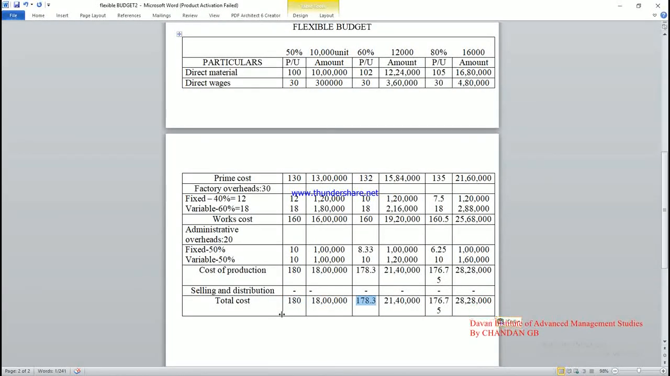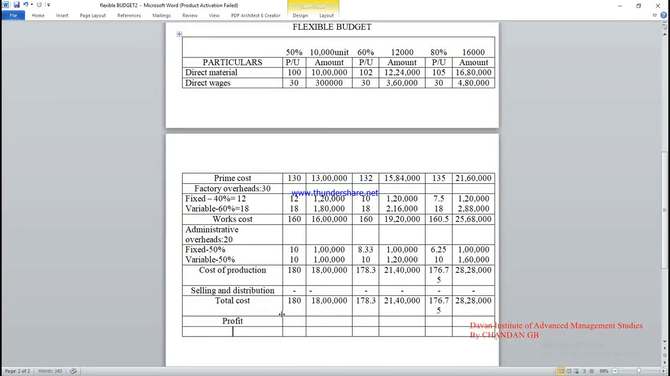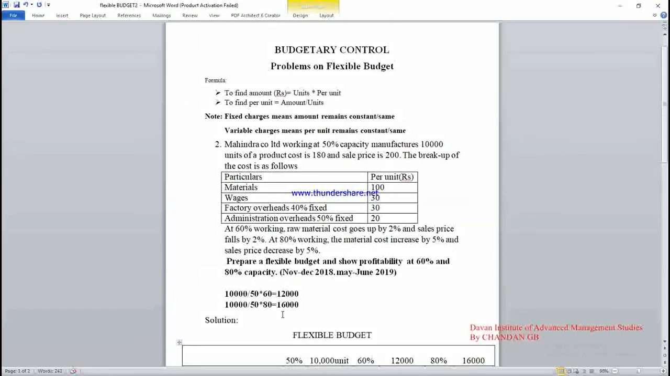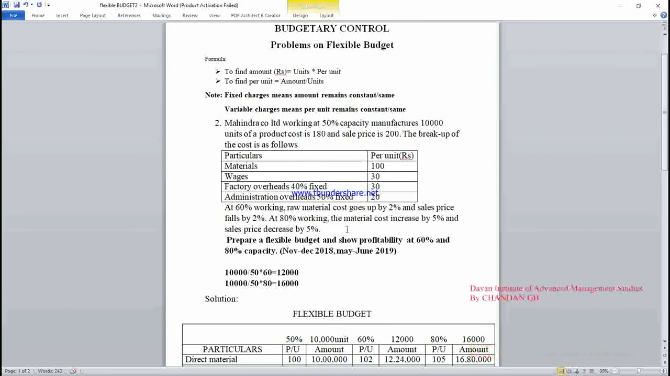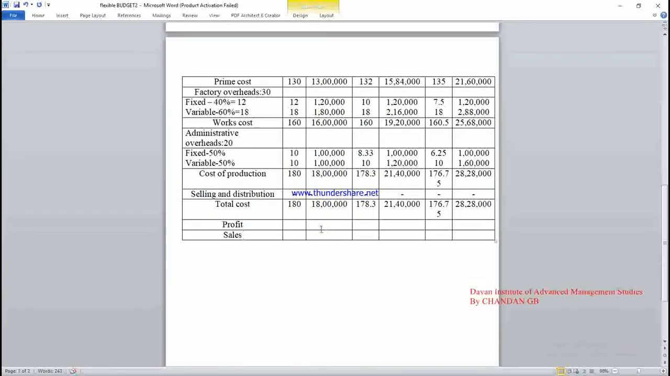Next step is profit. That is the balancing figure. First write down the sales amount. After total cost, write down the sales amount. Check out the given adjustments. They said something about the sales. See, at 60% working, raw materials. First, check out the main thing. The sale price is 200 for 50% capacity. At 50% capacity, the sales amount is 200. Write down that amount first in the per unit, that is 200.